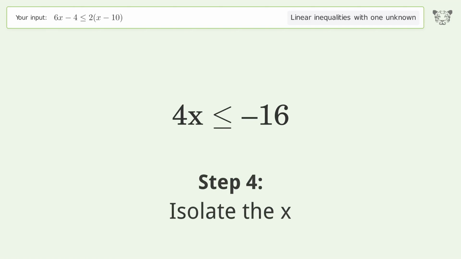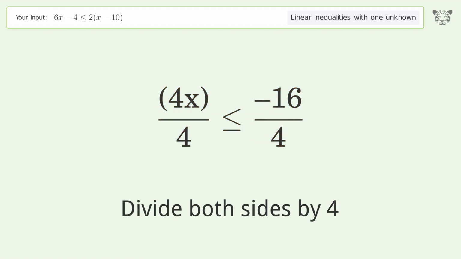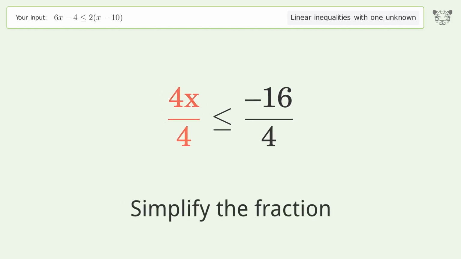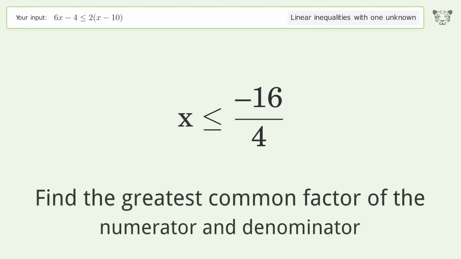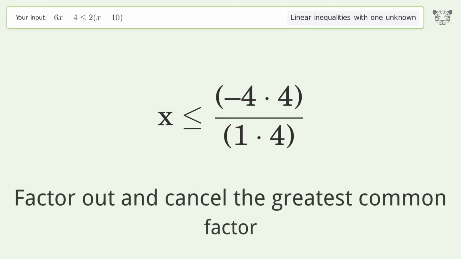Isolate the x. Divide both sides by 4. Simplify the fraction. Find the greatest common factor of the numerator and denominator. Factor out and cancel the greatest common factor.